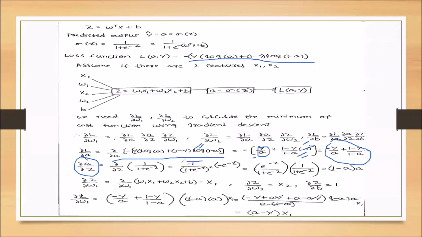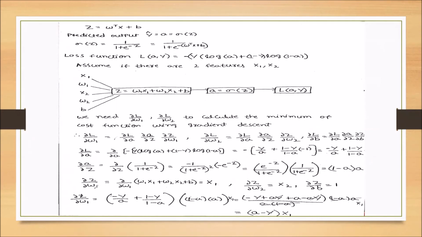That's why I am taking minus 1 by (1 plus e to the power minus z) whole square, and the differentiation of e to the power minus z is minus e to the power minus z. Finally, we got e to the power minus z by 1 plus e to the power minus z into 1 by 1 plus e to the power minus z. So this term is (1 minus A) into A.